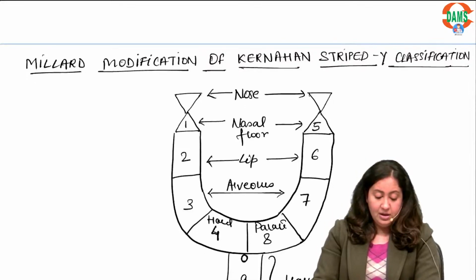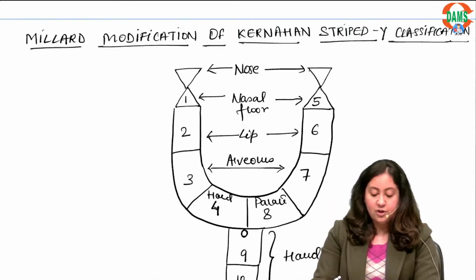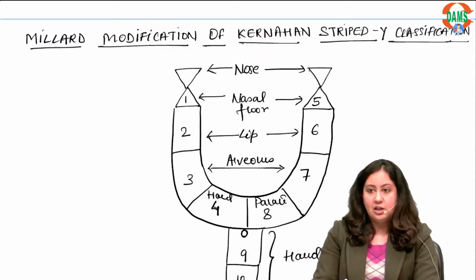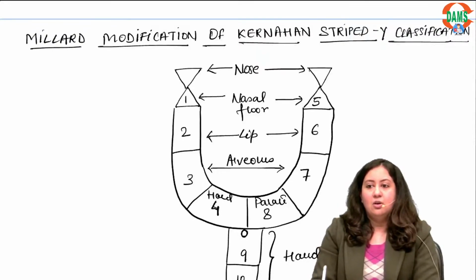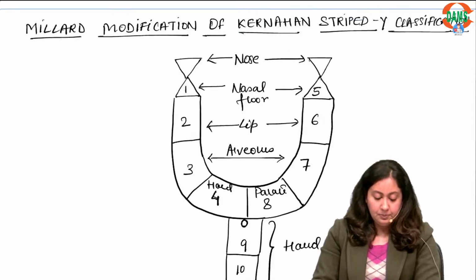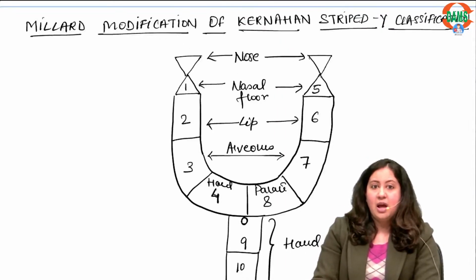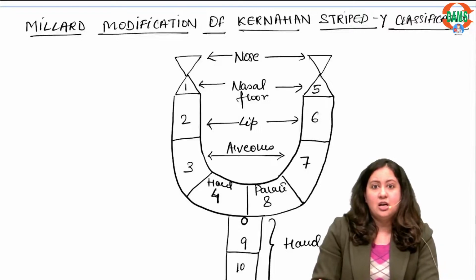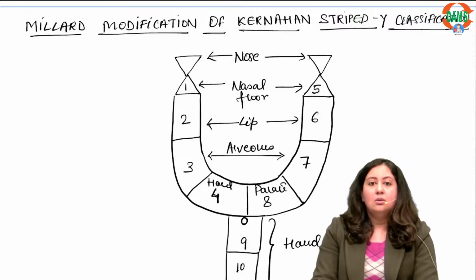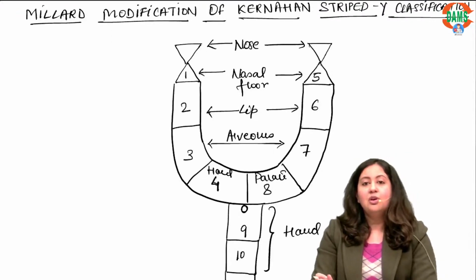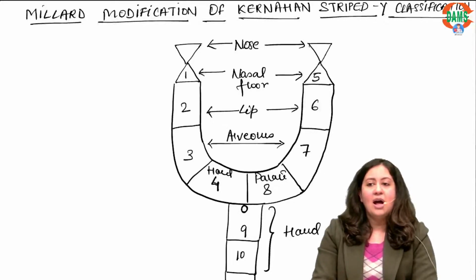Okay, we now have the Millard modification of Carnahan's striped Y classification. Alright, fine. The audio is fine. The next thing that we have is Millard's modification of Carnahan striped Y classification. Now for cleft lip and palate, we have various classifications. Various authors have given too many classifications. So I have just given the most important ones to you out here.